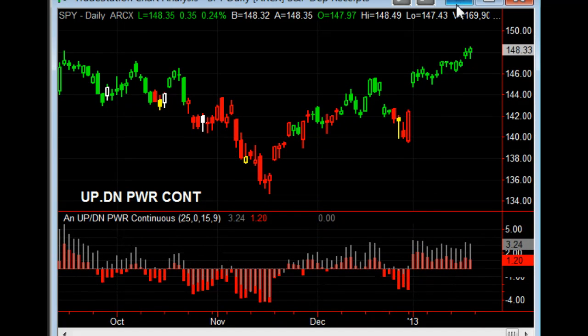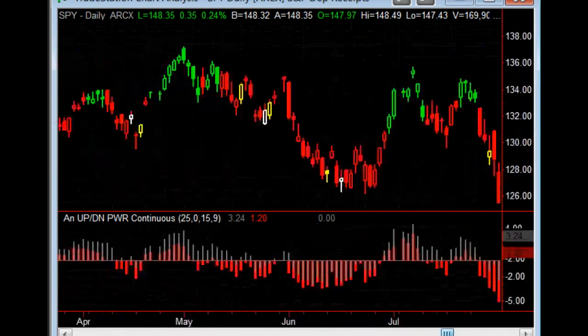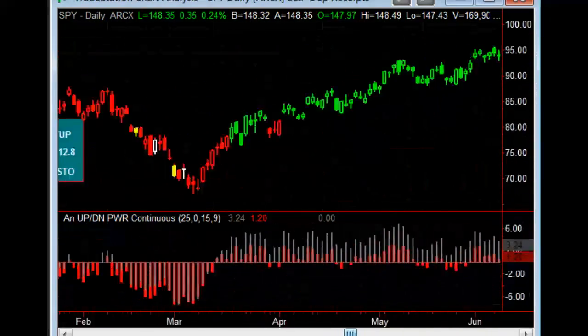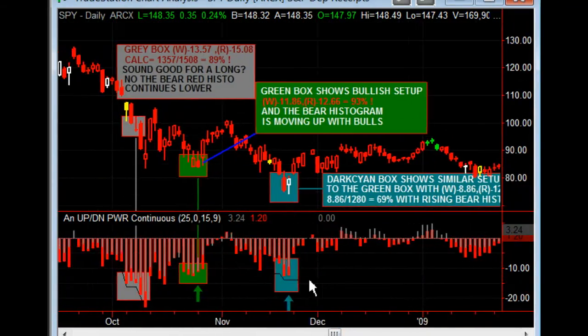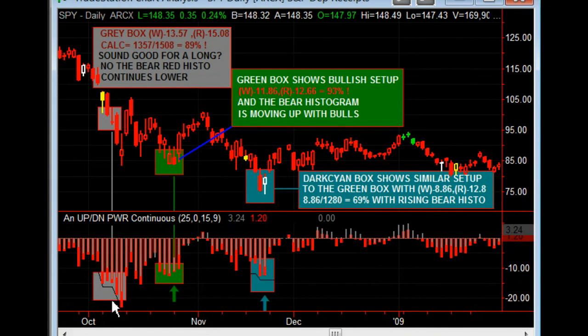Let's move on to the next one. I'm going to scroll back a little bit here. I wanted to show some unique setups within up-down power so that you can get an idea of what kind of setups to be looking for, because there are multiple concepts within this.